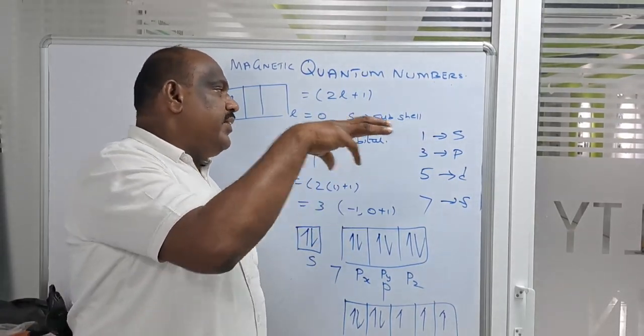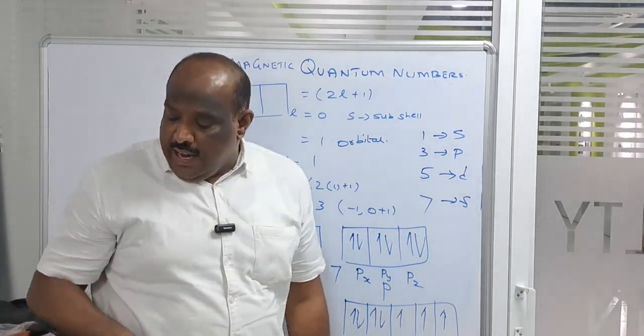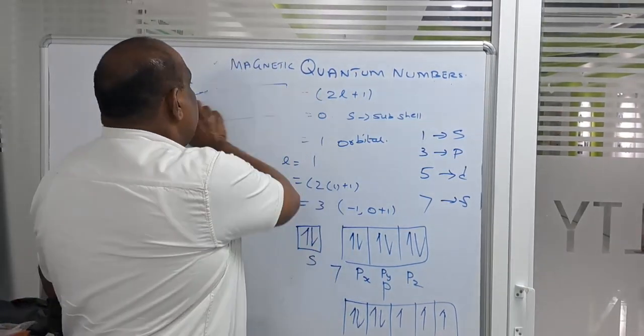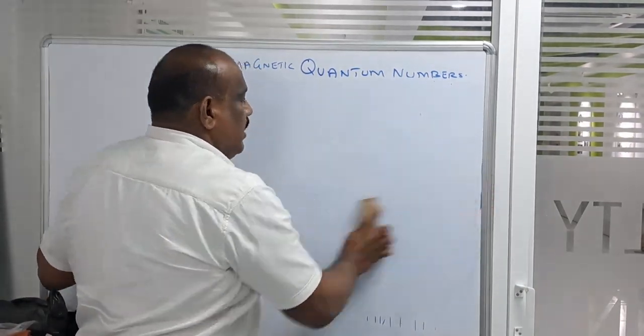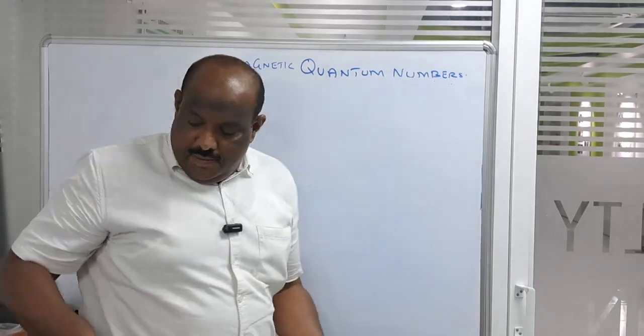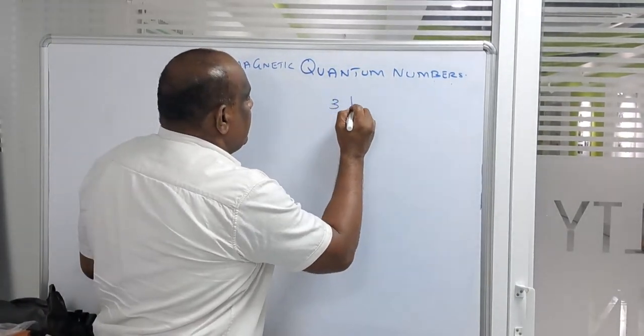So now you can understand what is meant by quantum number. The quantum numbers are used to identify where the electrons are placed in an atom of an element. Okay. Now let us tell what is the meaning of 3D7.